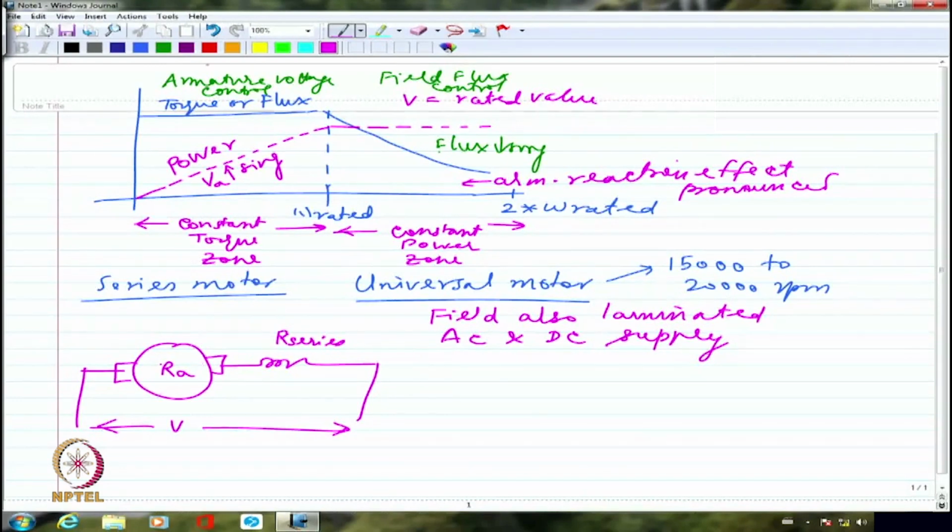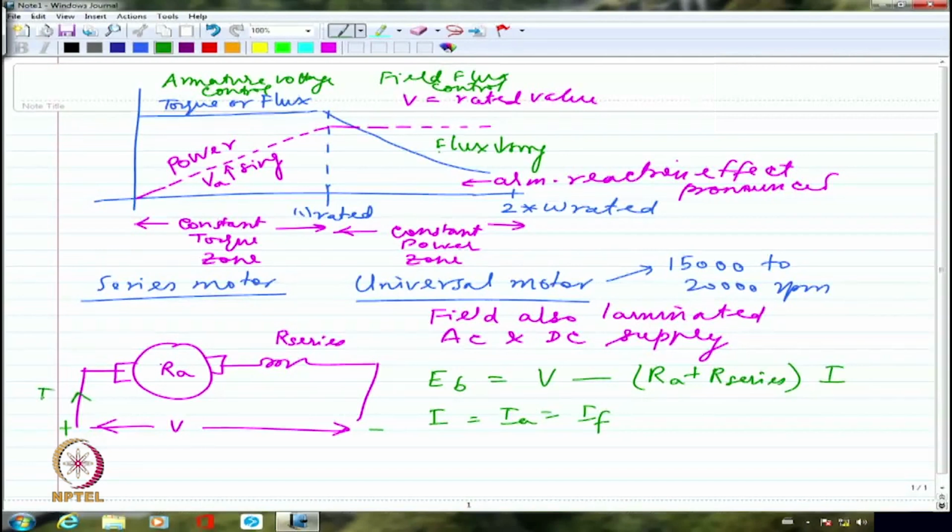So, I have to write very clearly, EB in this case will be equal to whatever is the voltage that I am applying minus (RA plus R series) multiplied by I, because I can say I equals IA equals IF, which is also equal to the line current. If I say line current is IL, whatever it is drawing, maybe this is plus and this is minus and the current is flowing like this. Let me call this I, which is also equal to I line.